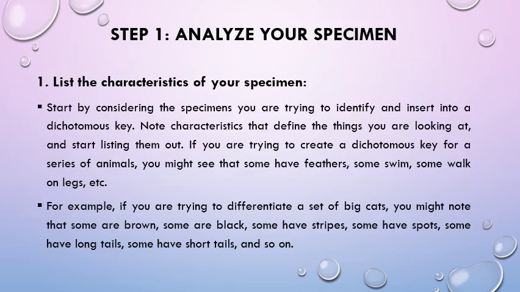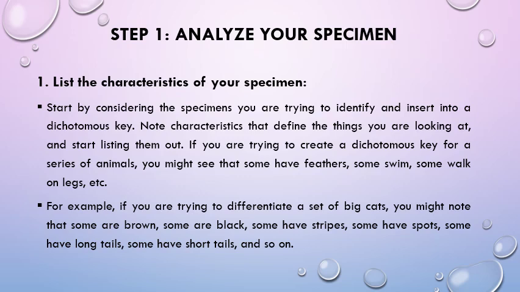Now let's discuss step 1, that is how to analyze the specimen. The first step of analyzing your specimen is to list the characteristics of your specimen. Start by considering the specimen you are trying to identify and insert into a dichotomous key. Note characteristics that define the things you are looking at and start listing them out.